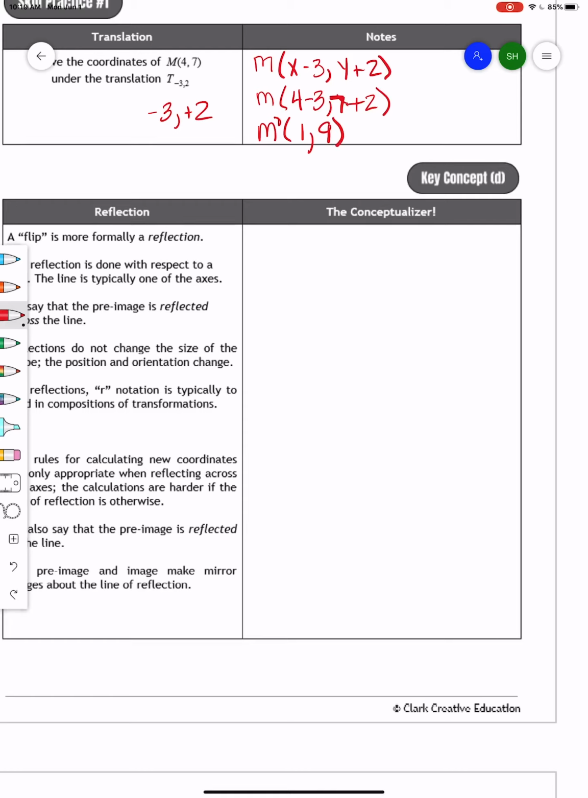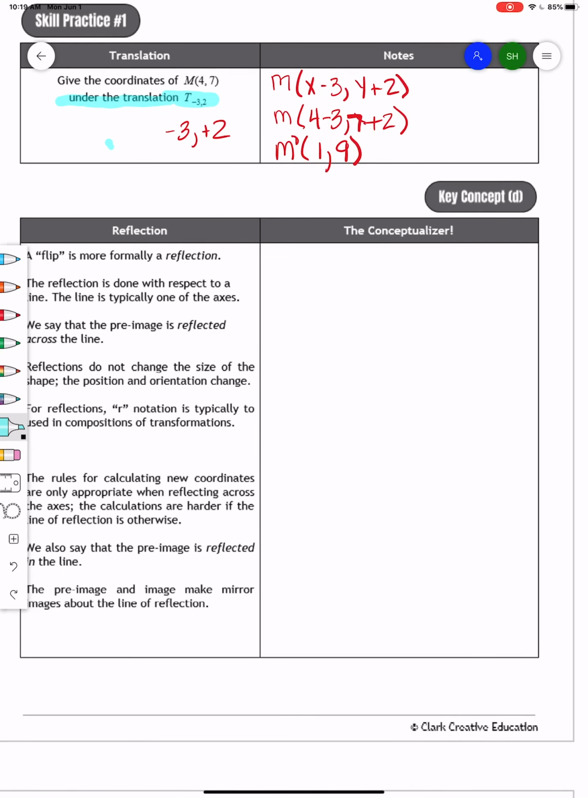So you need to make sure that you are aware of whatever numbers are right here. That is your translation. That is what you are going to be doing. Okay? So, remember, with the translation, you are just moving every point by the same amount. So if they gave you 3 points, but your translation was T negative 3, 2, you're moving all those points by negative 3 and by 2.